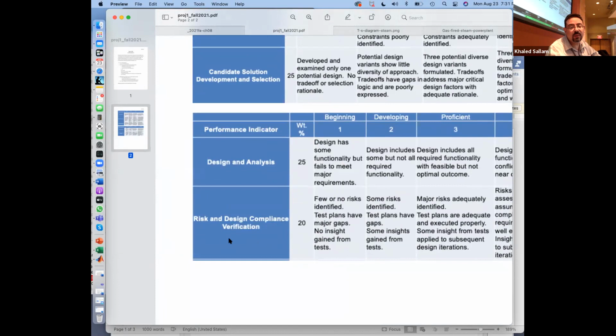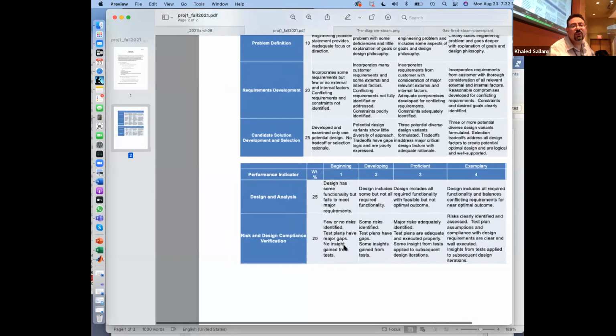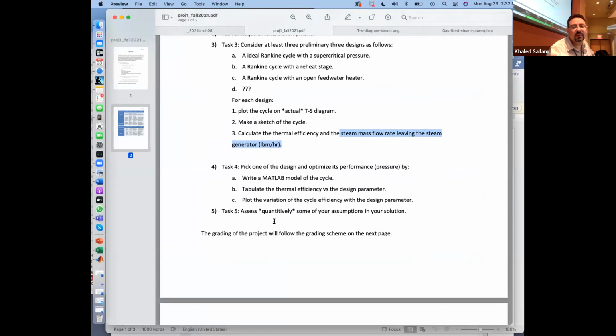When we read task number 5, which is 20% of the project grade, it's risk and design compliance verification. So what is the risk calculation? Few or no risk identified. Basically, in your design, you are assuming a lot of things that you think should be okay and safe, but it's not. In task number 5, you try to assess those risks to say, are the calculations of this design really going to work, or was this just too childish? It's not going to work like this either.